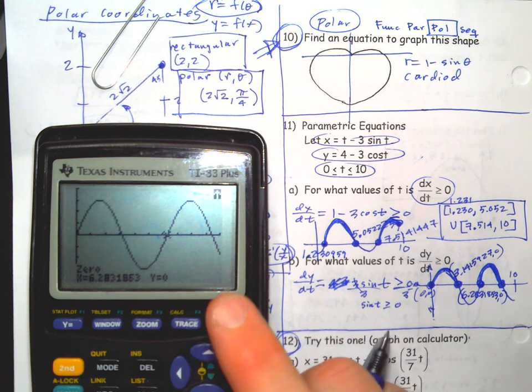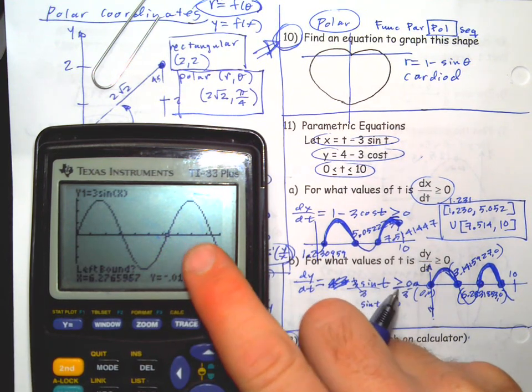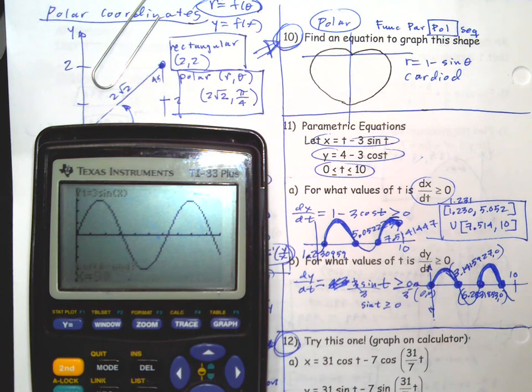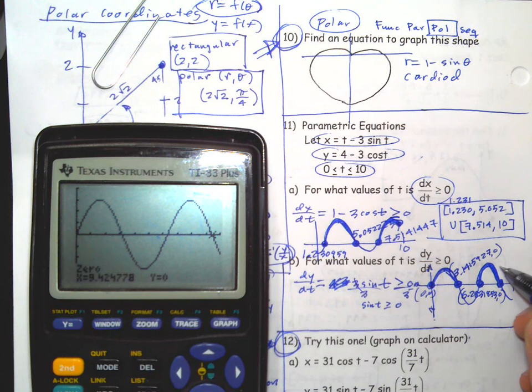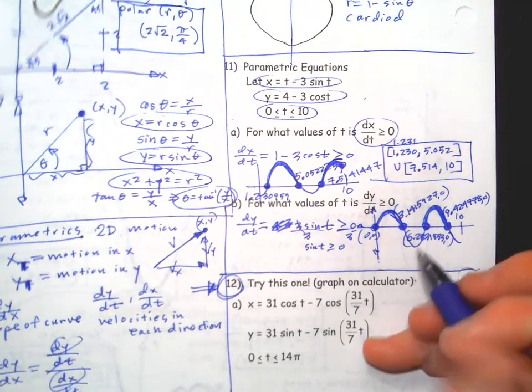And the next one, so I can calculate 0. That was 6, 7, 8, 9. 9 to 10, guess 9.5. 9.424778, comma 0. So I can write my answer now.